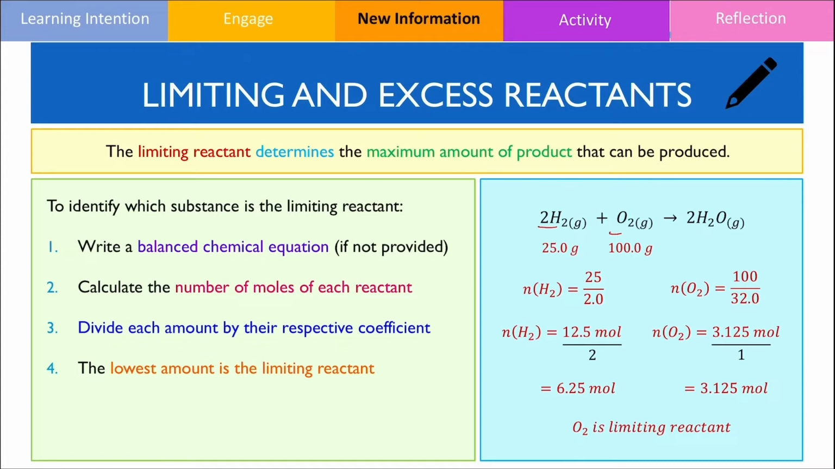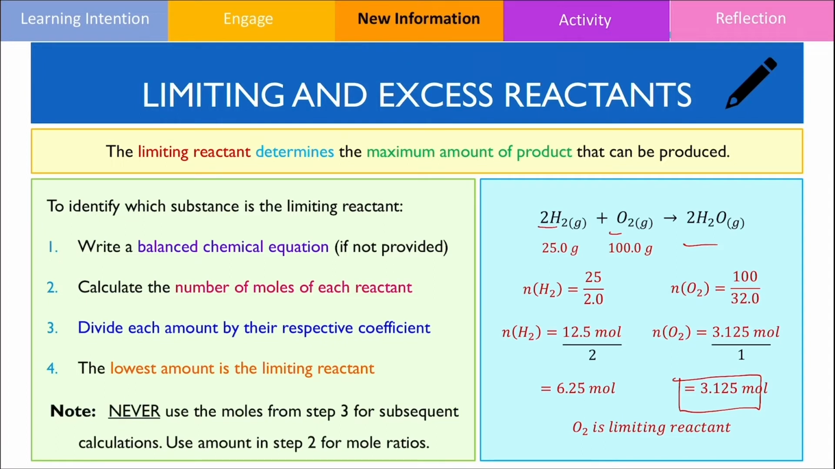Please note that if we were interested in finding the number of moles of water produced, we never use the moles from step 3. We must always use the number of moles, or the value, from step 2. This means that we use this value over here. However, you can see that in this example, it makes no difference because we divided the number of moles by 1, which doesn't change the value. If we had to divide by a different value instead, in a different example, like 2, we still use this value over here for the mole ratios, not this value. Please make a note of this, as this is a highly common mistake made by many students.